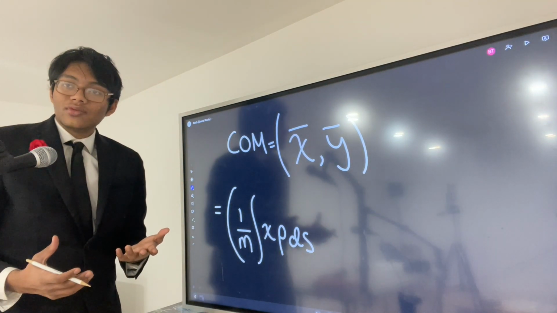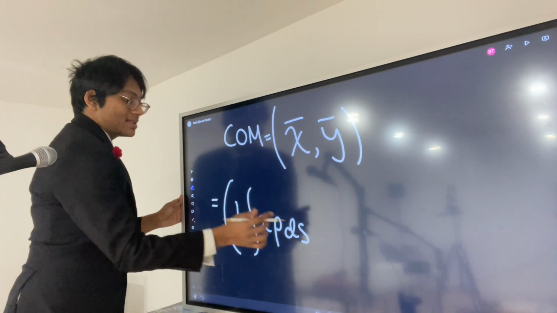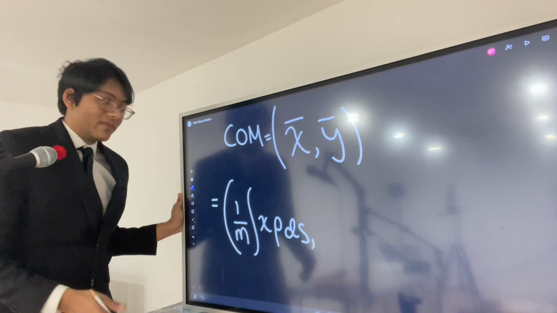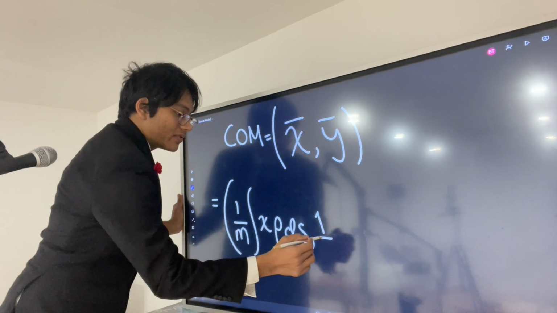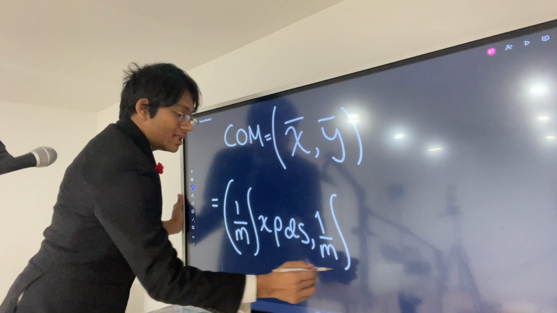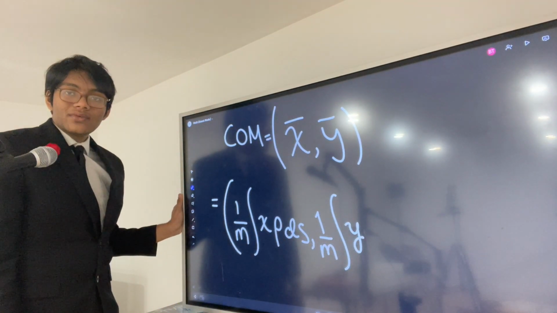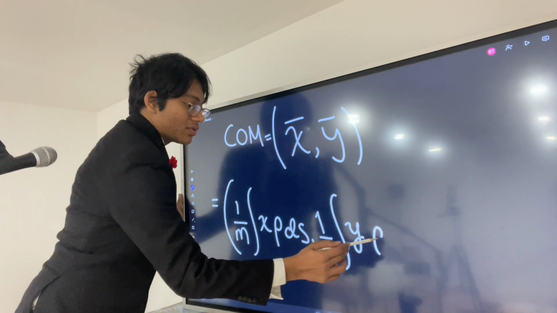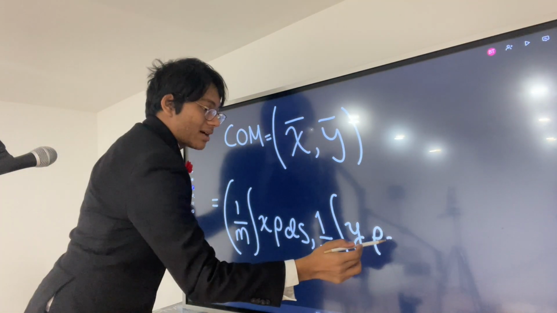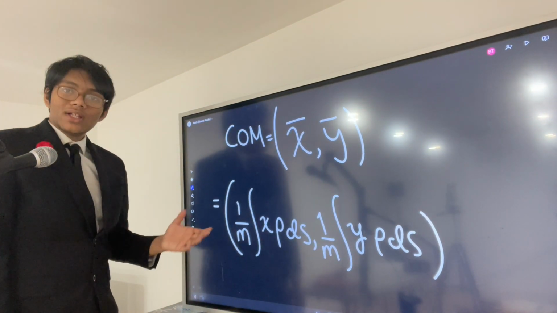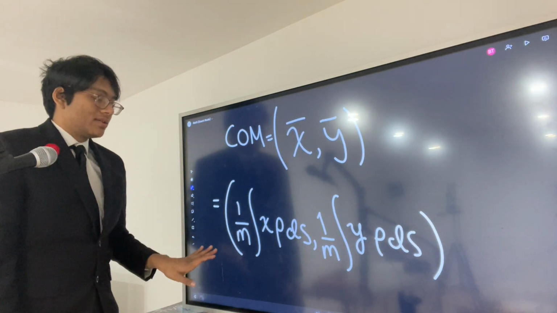And what's our y center of mass going to be? Our y center of mass is very similar, but as you can imagine, instead of x, I'm going to be using my y variable. So I'm going to have 1 over m times the integral of whatever mass I have in the y direction times the actual mass of that object. So rho ds. So this is the formula we're going to be employing here.